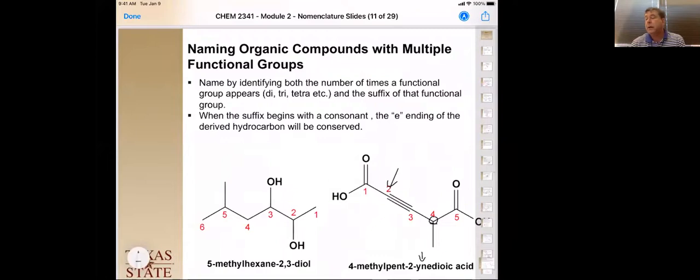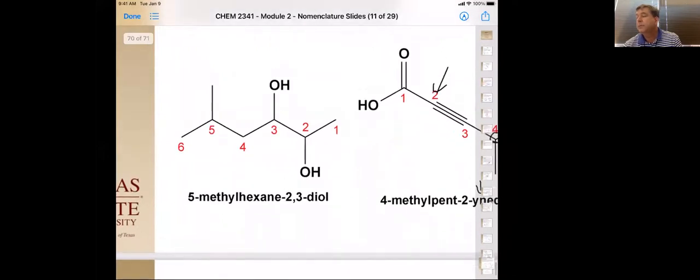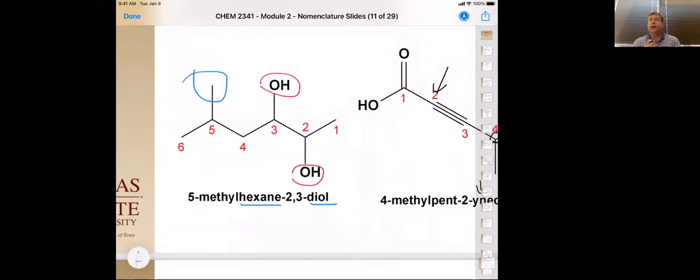So let's look at our name for this one right here. We have 2 alcohols, and the alcohols are the highest priority, so we're naming the compound for that, okay? So we're going to locate them in our lowest numbers, which are here, and we only have 1 other substituent. And so instead of being hexanol, we're going to call it hexane diol, okay?